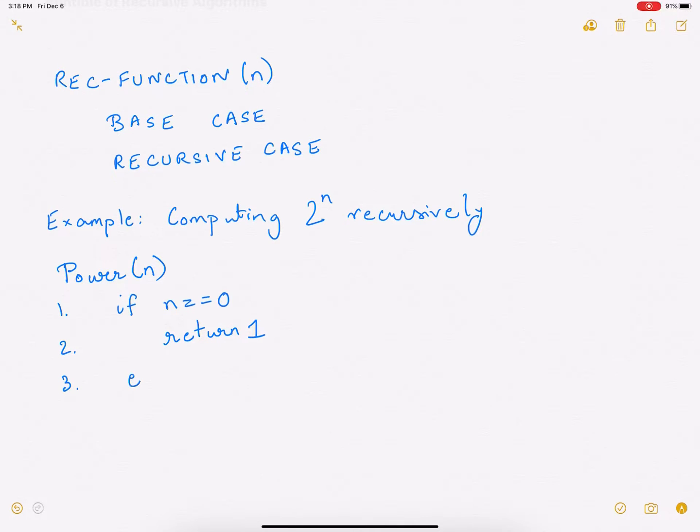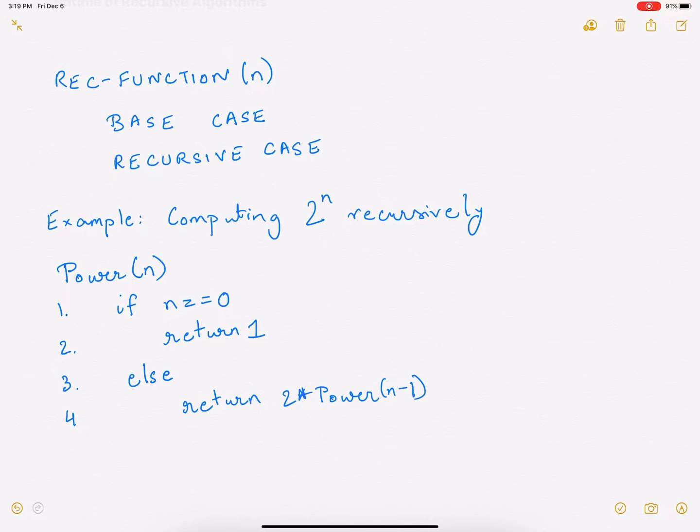Otherwise, which is the else statement here, it would return 2 star power of n minus 1. So you will call power of n minus 1. The basic idea of recursive algorithms is that you think that computing 2 to the power of n is difficult. So what you do is you try to solve a similar but smaller problem, which happens to be 2 to the power of n minus 1. And you know that if you get the answer to this problem, you can multiply that with 2 and get the solution to 2 to the power of n.